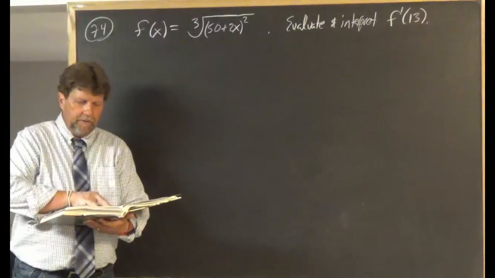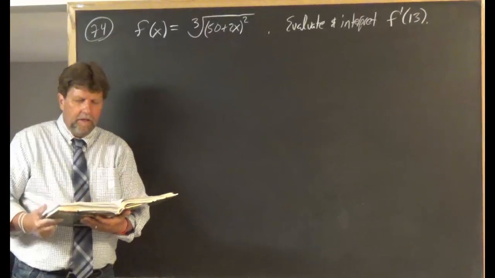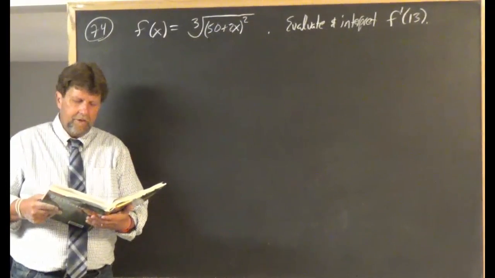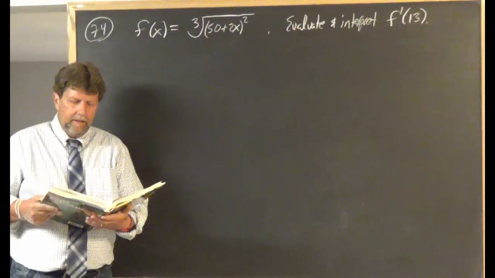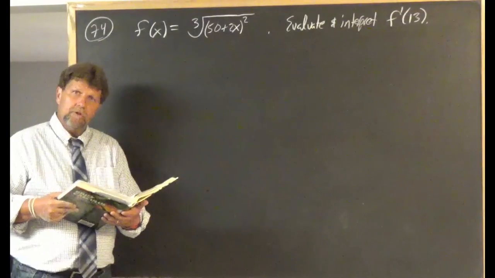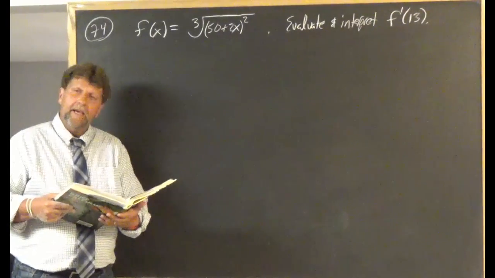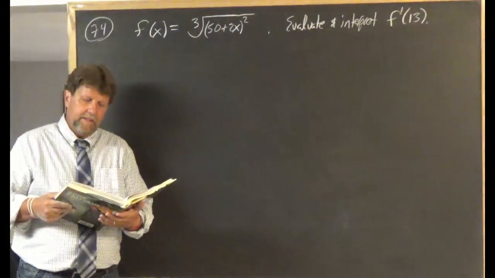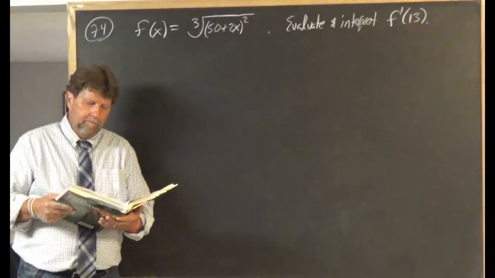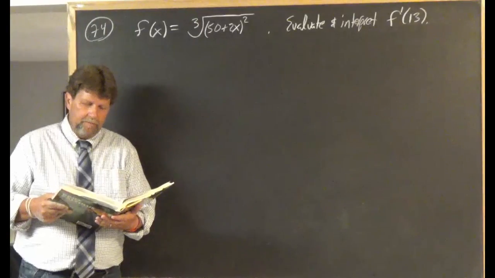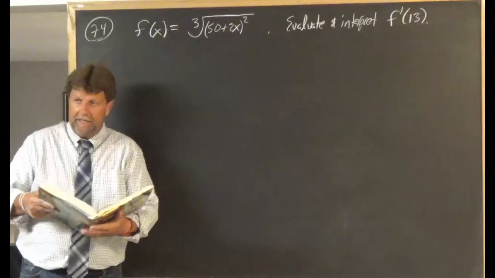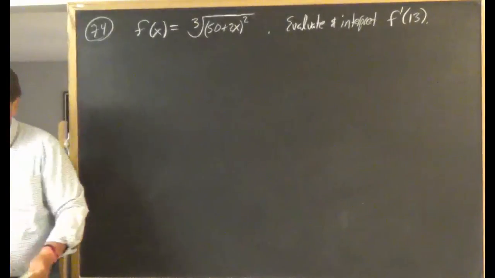All right, folks, here in number 74 it says, during its first season, the number of viewers who watched the new television series It Ain't Me can be modeled by that function, the cube root of 50 plus 2x quantity squared. X is the number of weeks since the series has been airing, and f of x is the number of viewers in millions. Evaluate and interpret f prime of 13. So we have to get the derivative.